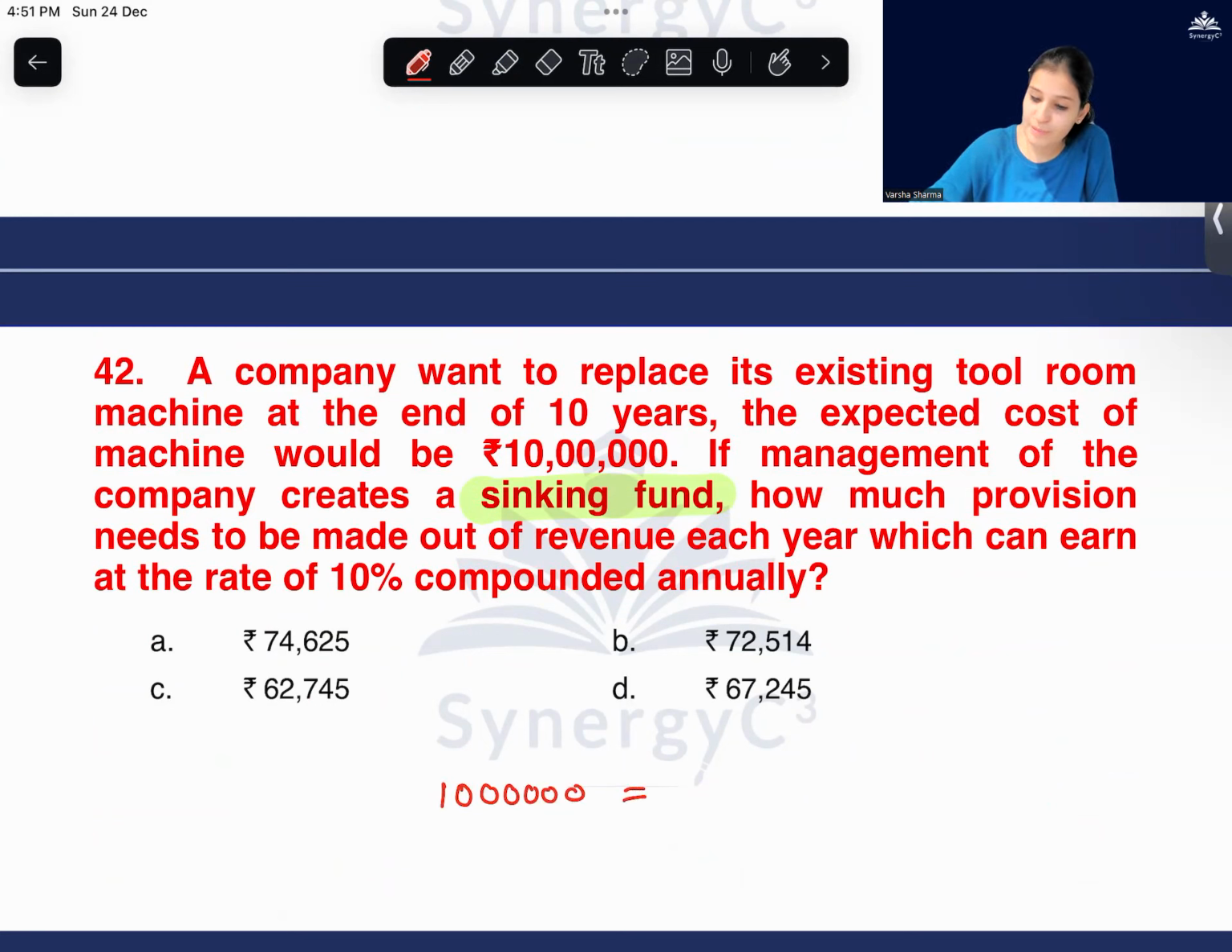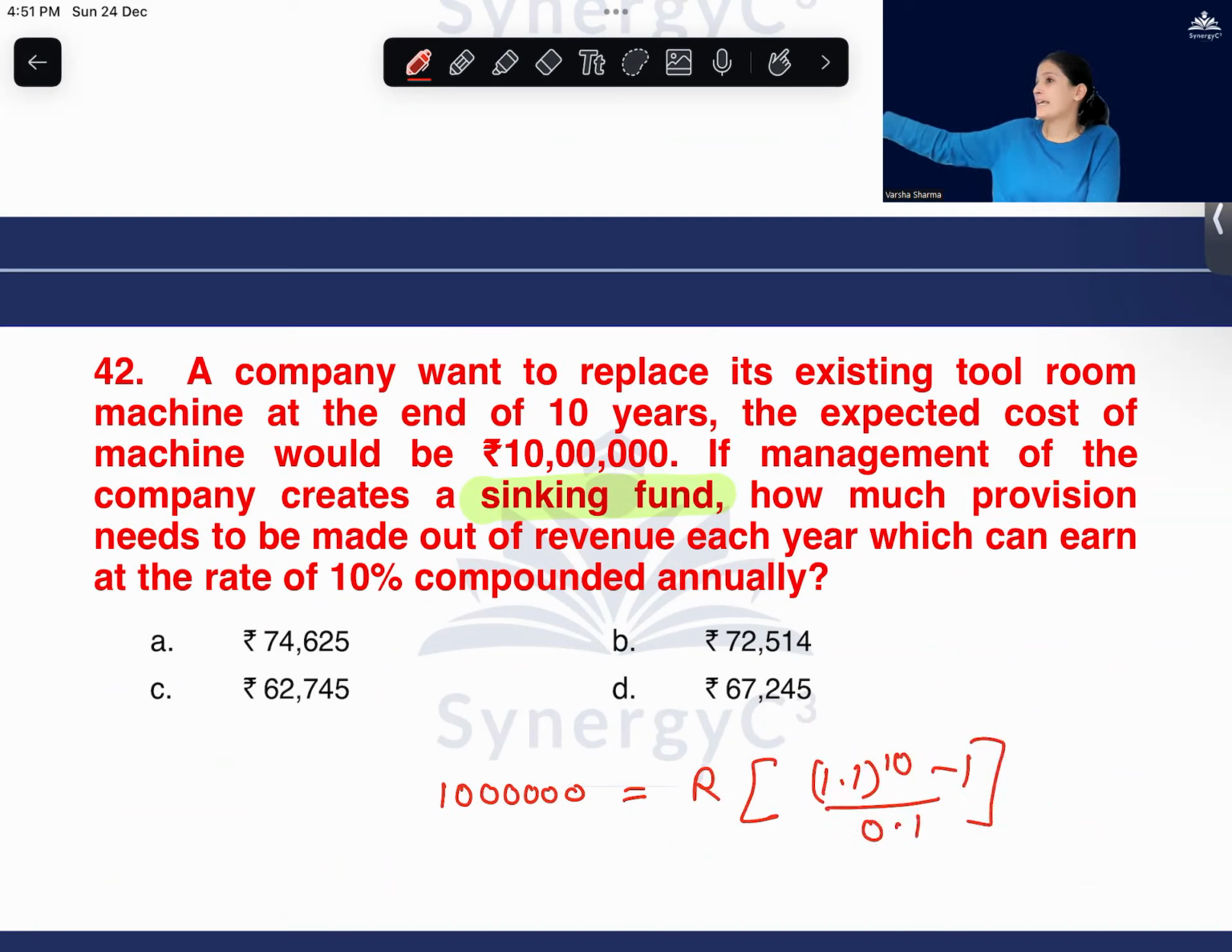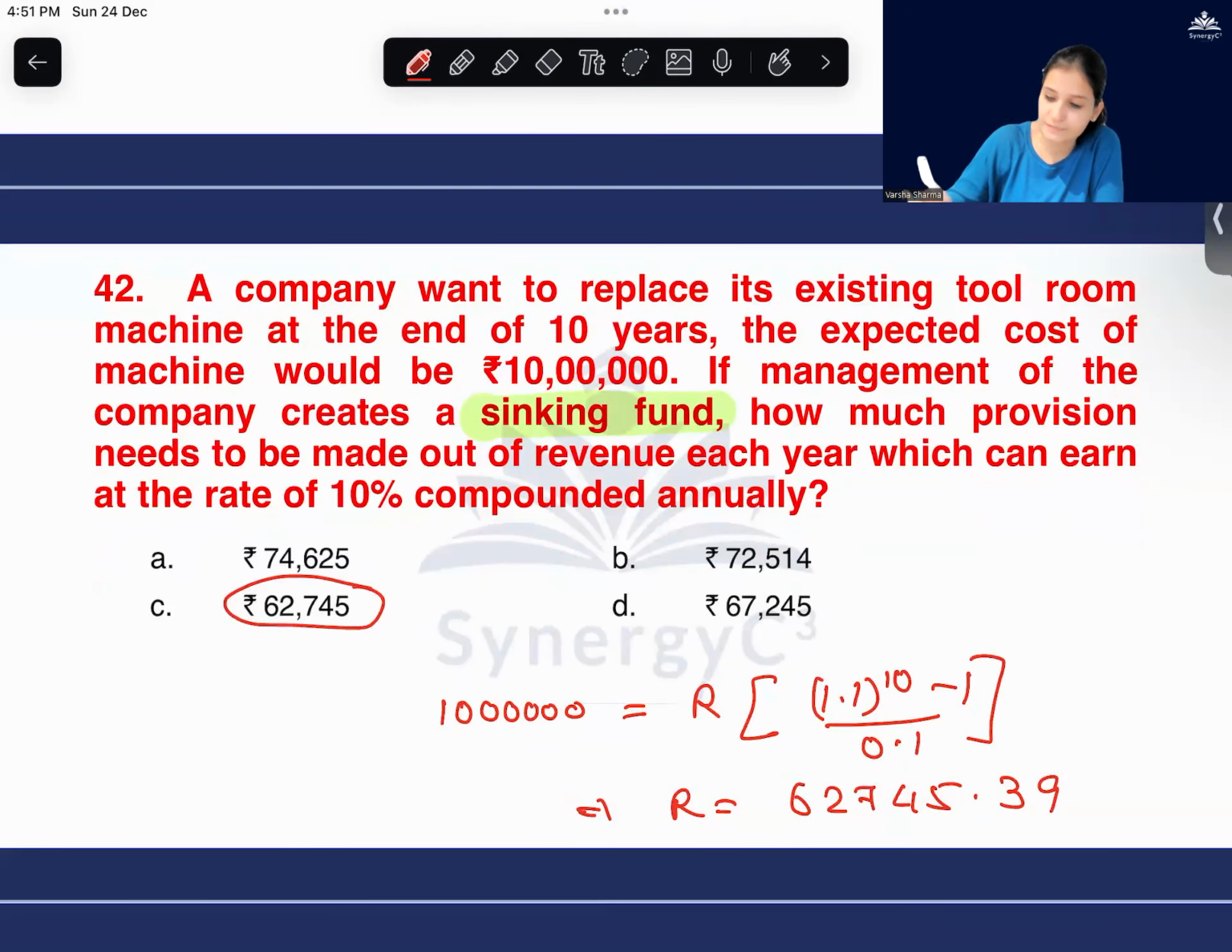How much provision needs to be made out of revenue each year? I need to find the annuity. It's annually, so 1.1 to the power 10 minus 1 upon 0.1. Calculate the bracket, save it in the calculator as M plus, then divide 10 lakh by that. R is 62745.39. Yes? So the nearest one is C. Any doubts? Clear? Everyone?